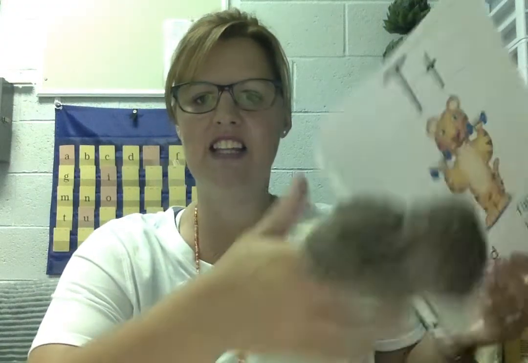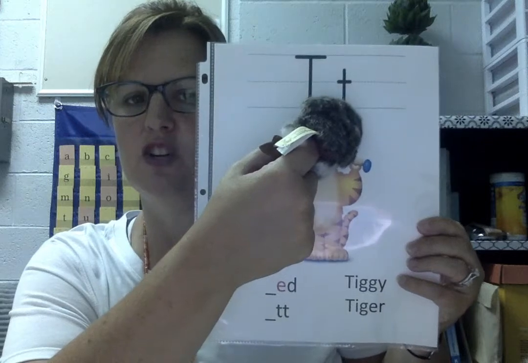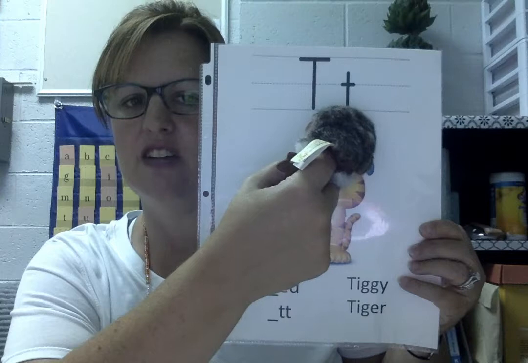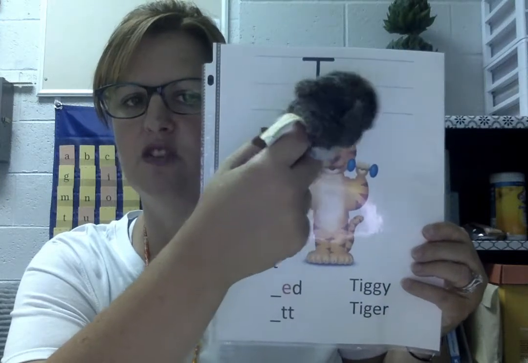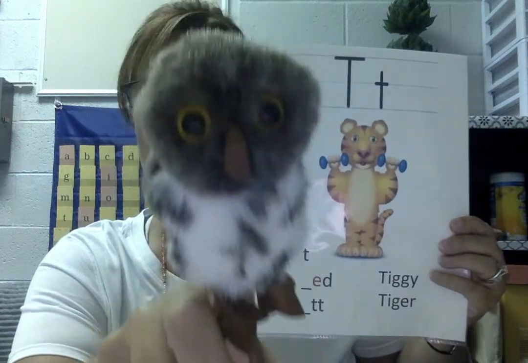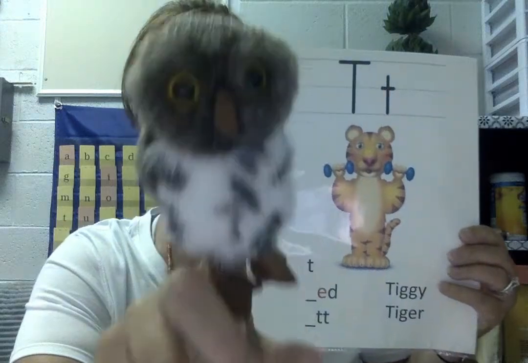Our next skyline letter, alpha friend, Tiggy Tiger. Again, on this chart, it doesn't show it as a skyline, but we do our letter T, skyline, down to the grass line, and we cross over at the plane line. T, tiger, t.